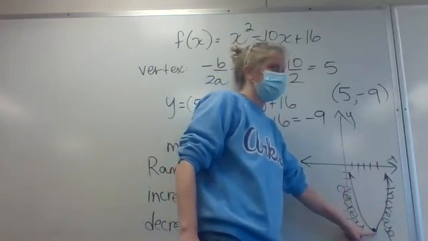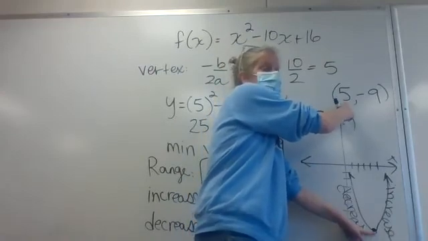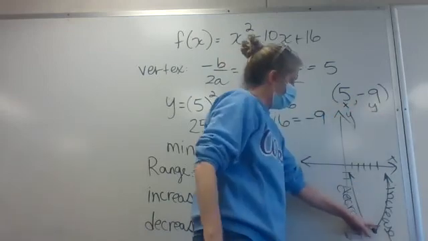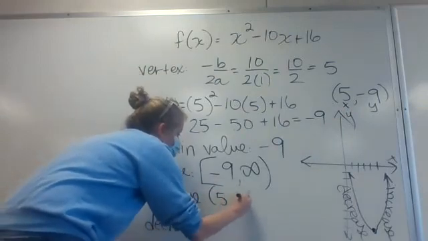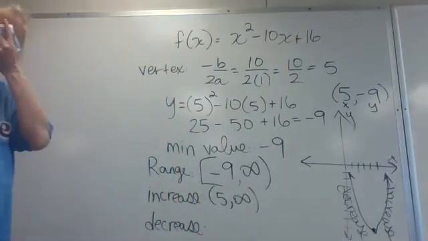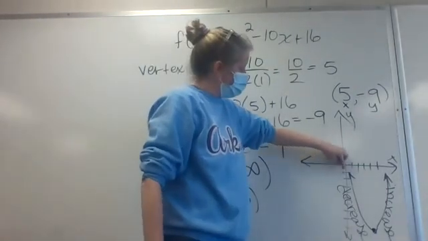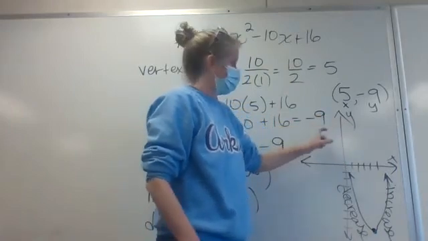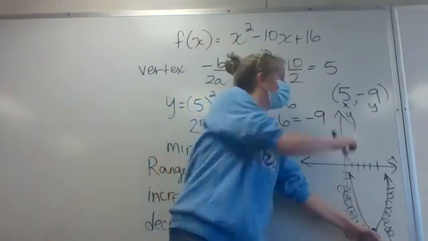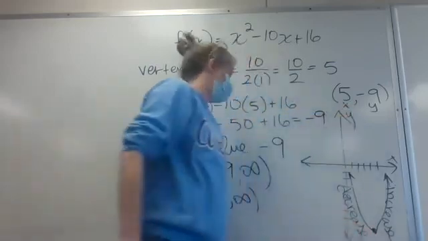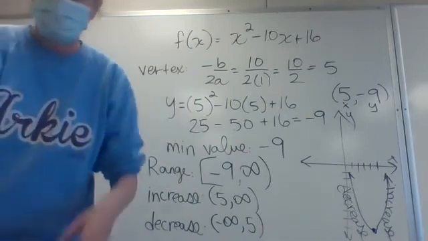Where does it start to increase? At 5, right? You always use the x. And how far does it increase? To infinity. So the increase is from 5 to infinity. The decrease is this side. Where does it start decreasing? From forever to the left, negative infinity, until it gets here, which is 5. So negative infinity to 5 is the decrease.